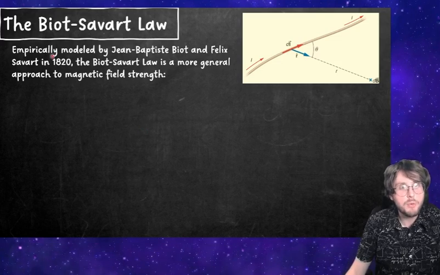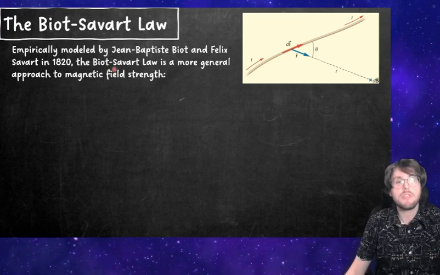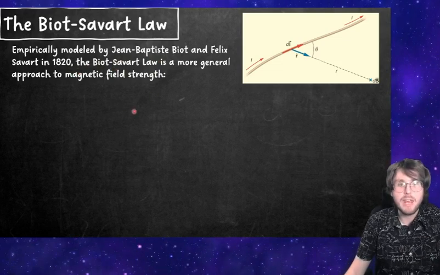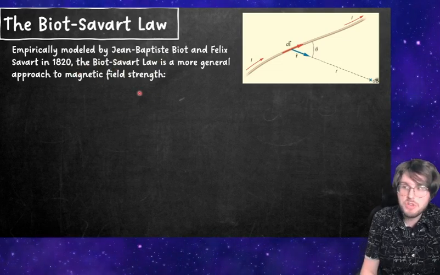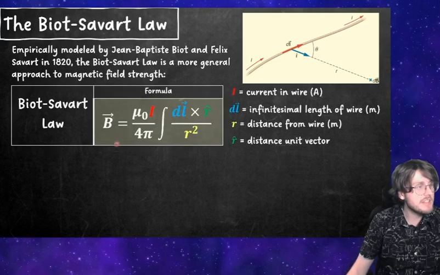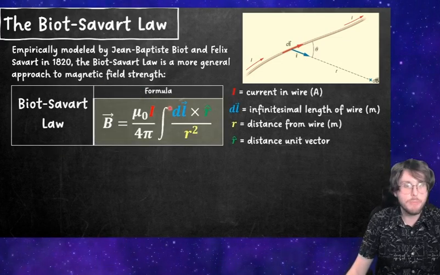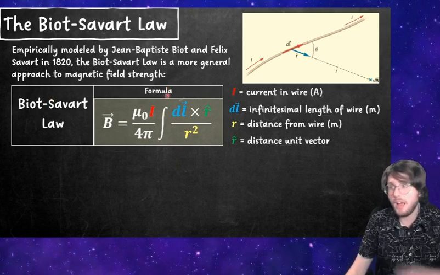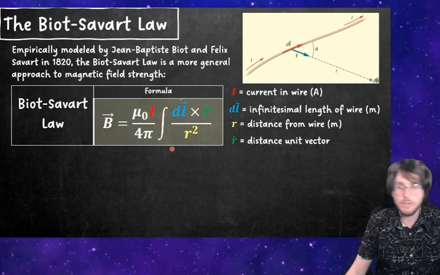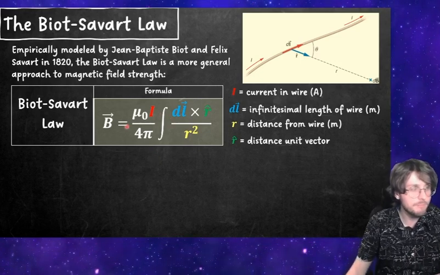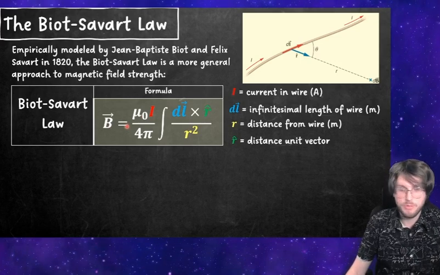So this law was empirically modeled by Jean-Baptiste Biot and Félix Savart in 1820, pretty early on. And this law is basically the most general approach you can get to finding magnetic fields. So the basic idea here is you take that dB term and, well, you add them all up. And so the main thing that the Biot-Savart law adds is this little integral right here, just indicating that, well, if you want to find the total magnetic field, you've got to add all those terms.